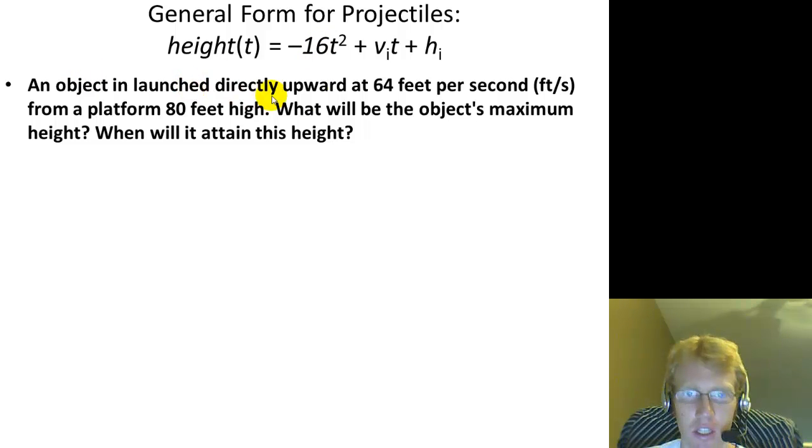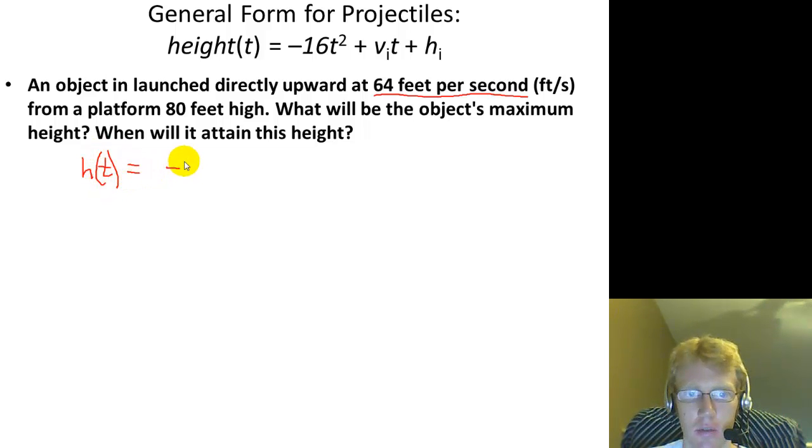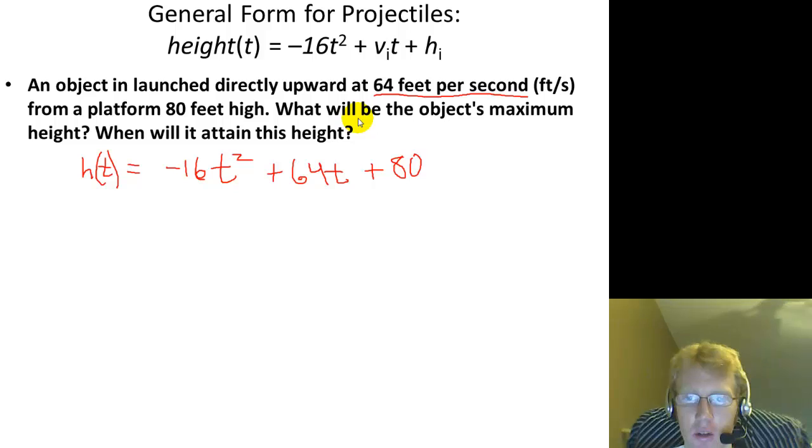Okay, so an object is launched directly upward at 64 feet per second. So that's your velocity, 64 feet per second. And it's going upward, which will be positive. So this will plug in as positive 64 from a platform that's 80 feet high. So the height is starting off at 80. So our height, as a function of t, is going to be negative 16t squared plus 64t plus 80. Okay, so we plugged in all the information. And now the question is, what will be the object's maximum height and when will it attain this height?